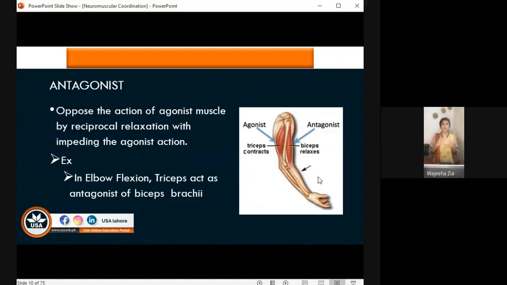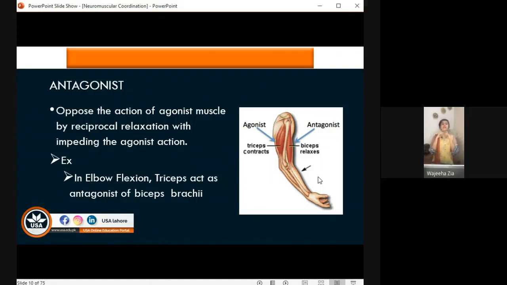So whenever the agonist contracts, it requires the proper reciprocal relaxation of the antagonist. The example is again elbow flexion. If the biceps brachii is the agonist, then the triceps is the antagonist. So elbow flexion requires the agonist action of the biceps and the antagonist relaxation of the triceps. In the opposite pattern, in elbow extension, the triceps is acting as the agonist now, and the biceps is allowing the movement by relaxation. Now it is the antagonist. So whenever an activity is performed at any joint, the agonist will shorten and the antagonist will lengthen. The agonist will contract and produce that movement, and the antagonist will allow that movement.